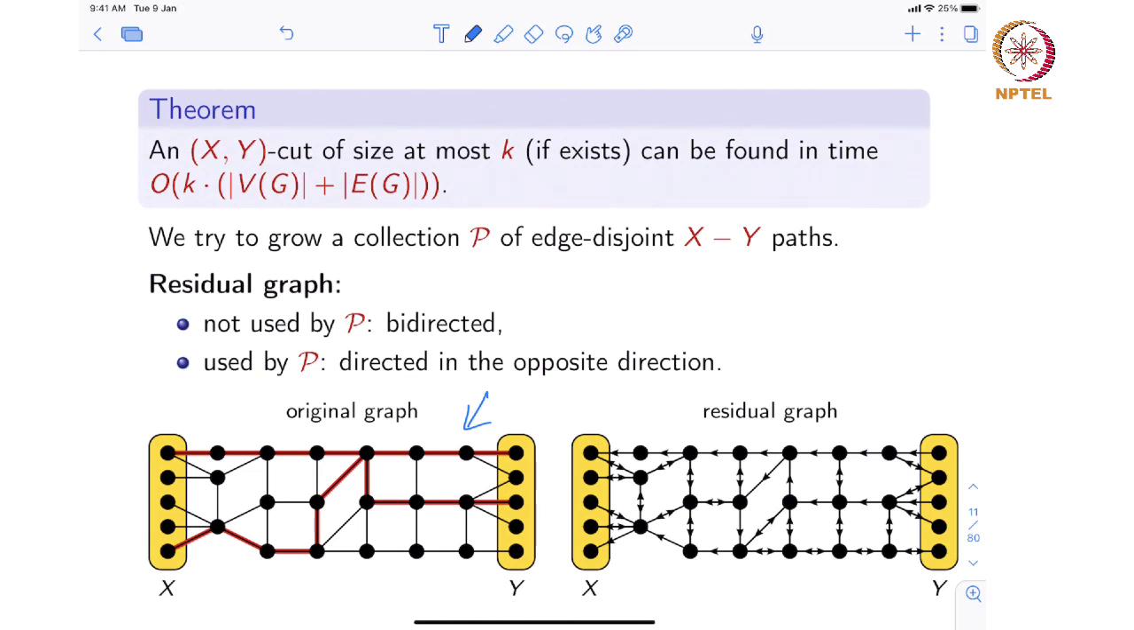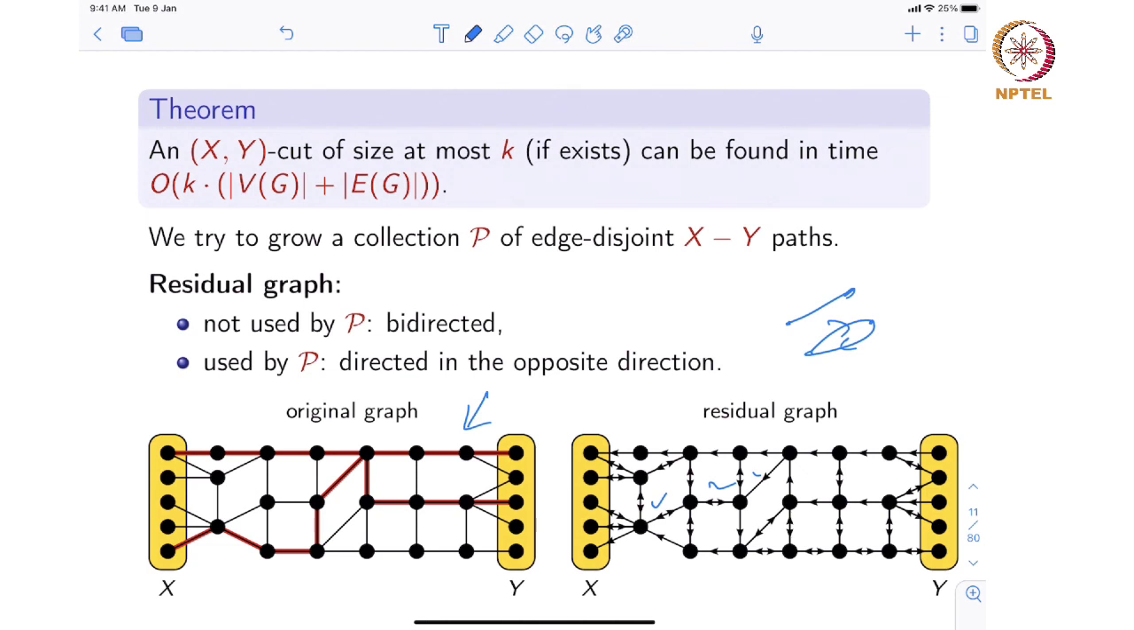In the residual graph, the edges which are not used are bidirectional, meaning they can be used in both ways. You can simulate these unused edges by putting a 2-cycle, or putting an edge in both directions. The edges which are used by your flow, or used by your path, you put in the direction from y to x. For example, these red edges are oriented from y to x. This is what is called the residual graph, and you must have seen this when you were designing the max flow min cut algorithm.